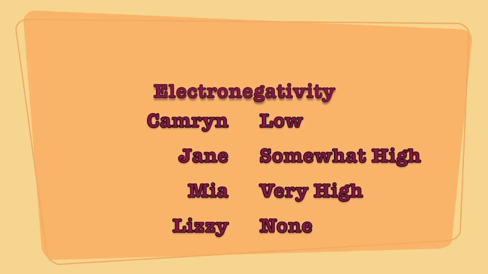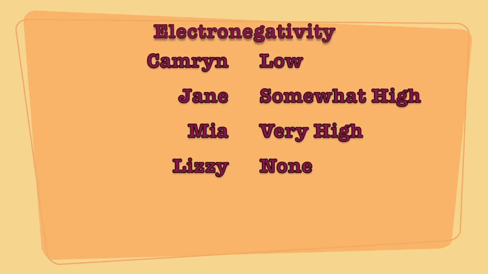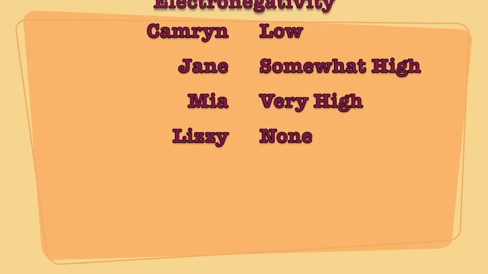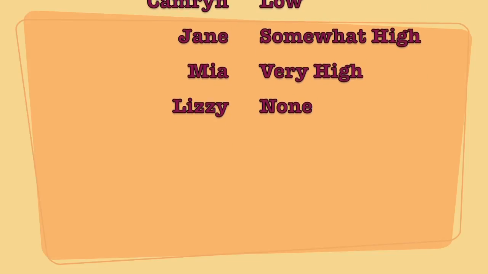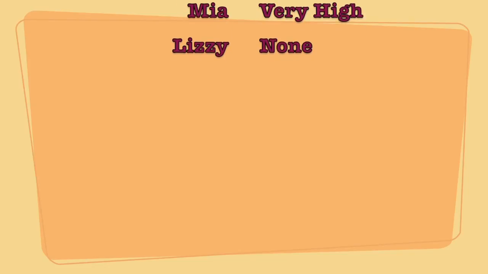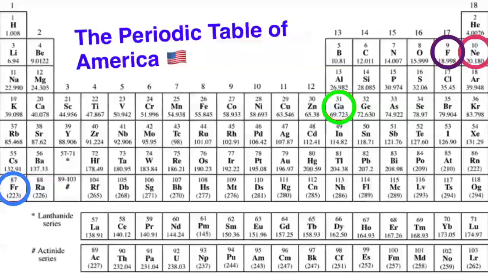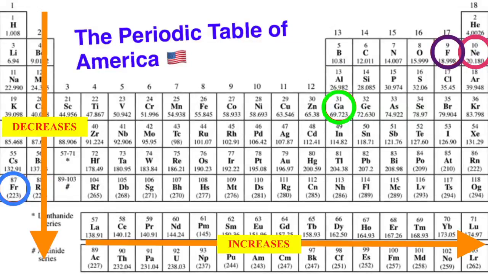Neon is a noble gas that does not form bonds, which means it has no electronegativity value. It is also important to note that Mia, an atom of fluorine, has an electronegativity of 4, which was arbitrarily chosen as the basis for all other electronegativity values. Fluorine is the most electronegative element. From the information obtained from the interviews, we can conclude that electronegativity increases across the periodic table of America and decreases down groups.